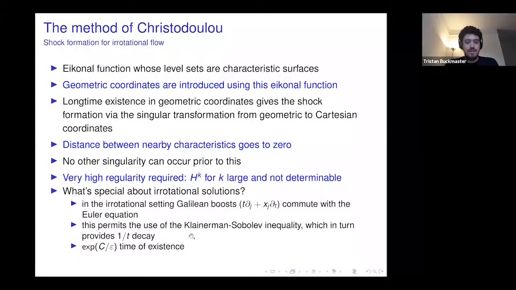And yeah, so this is a little note about the irrotational things that you can take into account. There is some commutation with the Gaussian boost in order to get long time existence. This is why you get this delayed singularity occurring. And to actually prove it, you use a Klainerman-Sobolev inequality to prove that you have this delayed shock.